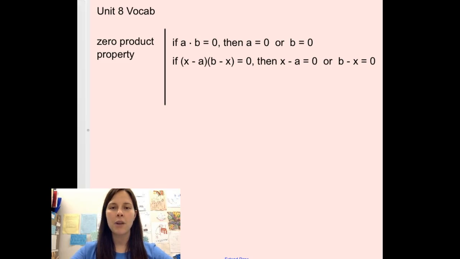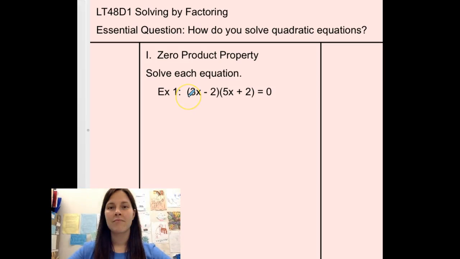The zero product property says if you have two things being multiplied together to equal 0, then one of those two things must be 0. Now we have two things that are a little bit more complicated looking, but the same principle applies. One of those two things must be equal to 0. Our essential question for today and tomorrow is how do you solve quadratic equations?